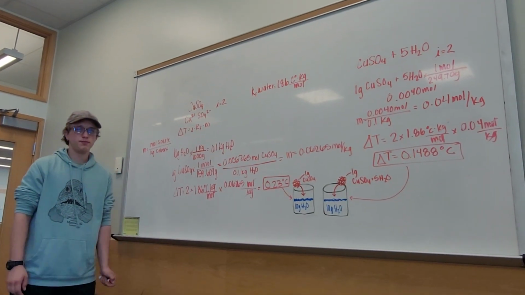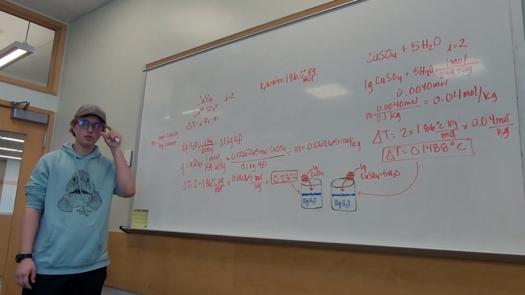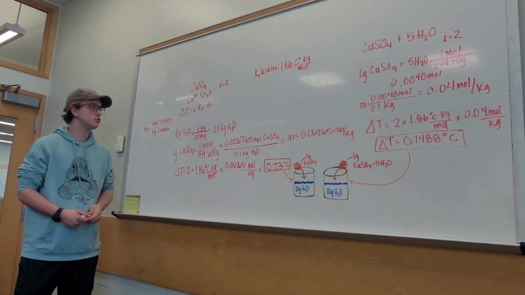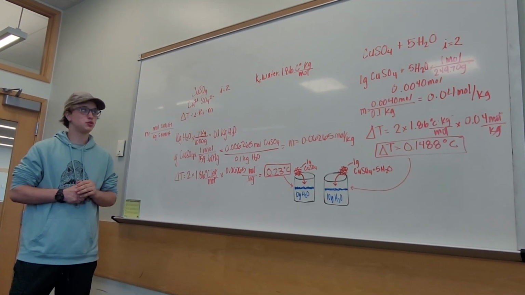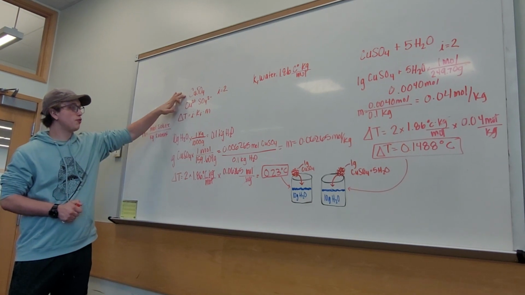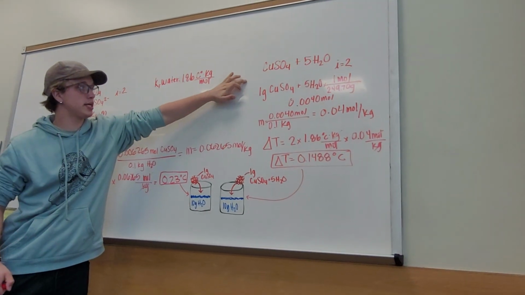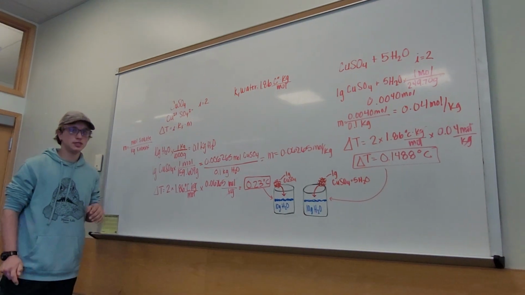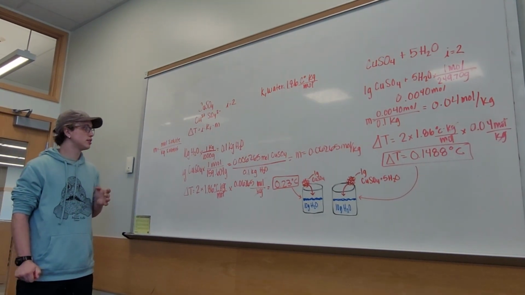So this is video homework assignment number 2 for chapter 11. In the question, we are asked to determine the difference between a copper sulfate and a copper sulfate pentahydrate based on freezing point depression and the Van't Hoff factor.